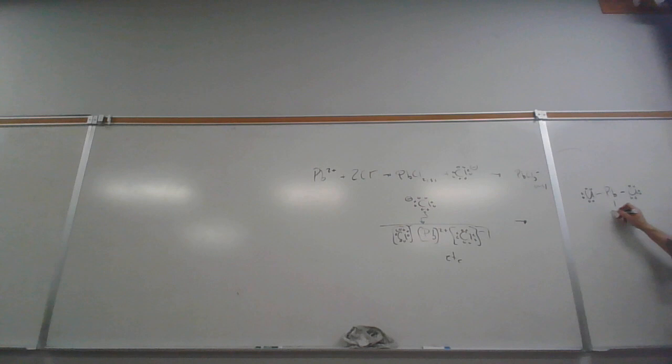This is a Lewis acid-base reaction in which chloride is the electron pair donor. Lead would be the electron pair acceptor, and this whole thing is going to be minus. Another chloride can come in here and attack the lead, but in this case, it doesn't happen. We stop here.